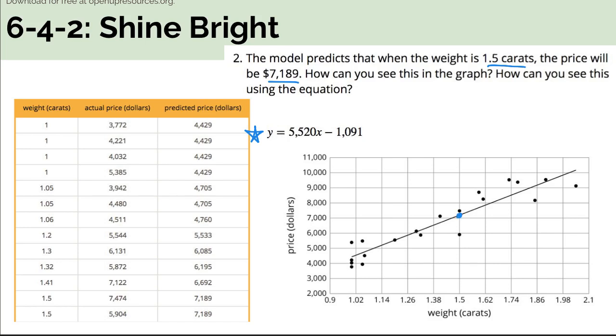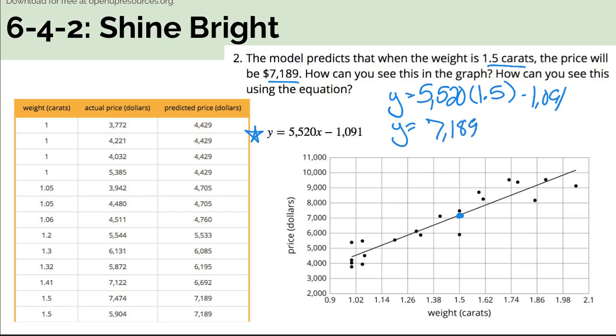We're looking at where the line is for a diamond that's 1.5 carats in weight. And how can we use that with the equation? Well, I'm just going to take my equation, and instead of x, I'm plugging in 1.5 because that's representing the weight of the diamond. And when you use your calculator to evaluate all of this, you would get $7,189. So that's how the equation can tell you the exact price or the exact predicted price for a diamond.